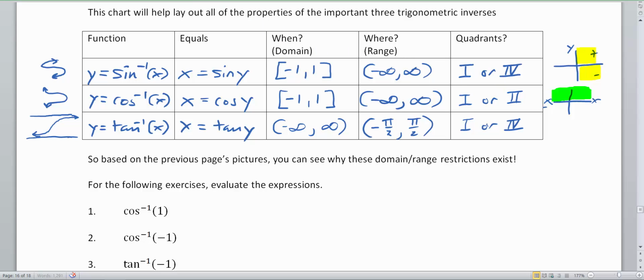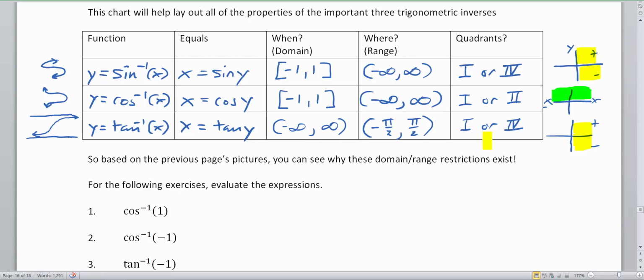And then if we look at tangent, tangent makes sense because we have those asymptote lines, and the asymptote lines are here and here, so we're going to, again, take our positive and negative for our tangent, first and fourth quadrant. So again, we are restricting our inverses to these two quadrants. First and fourth for sine, first and second for cosine, first and fourth for tangent.